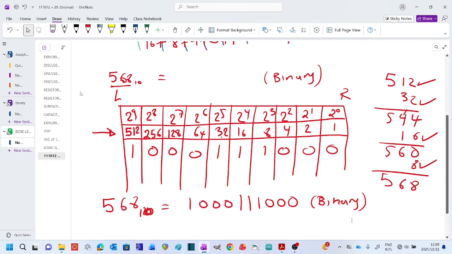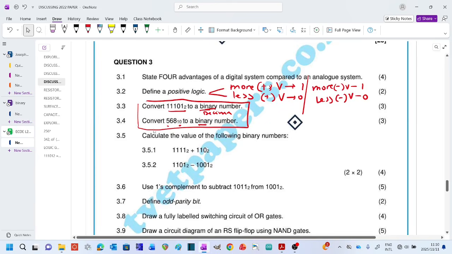Good. Let's go back to the paper. Calculate the value of the following binary numbers. There is addition and there is subtraction.